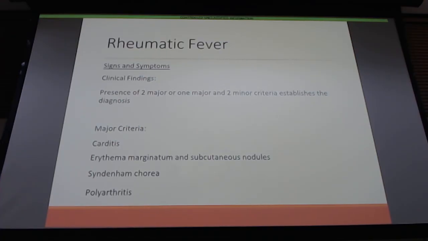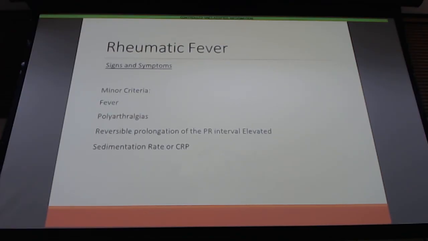If you don't meet 2 of these 5, then you could look at 2 minor and 1 major. And here are your minors: fever, polyarthralgias, prolongation of PR interval, and elevated sedimentation rate, ESR or CRP, either or, because either of them is really looking for an inflammatory process.